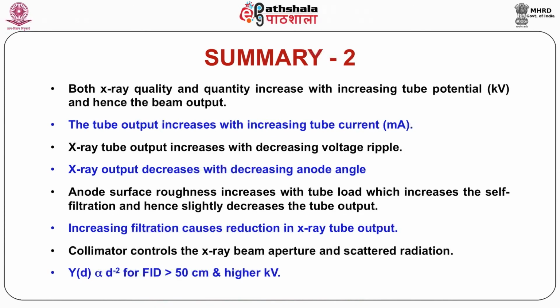Beam collimation controls the X-ray beam aperture and the amount of scattered radiation. At focus to point of interest distance greater than 50 centimeter, X-ray tube output follows the inverse square law.